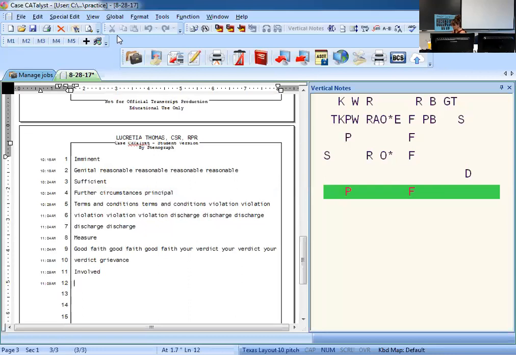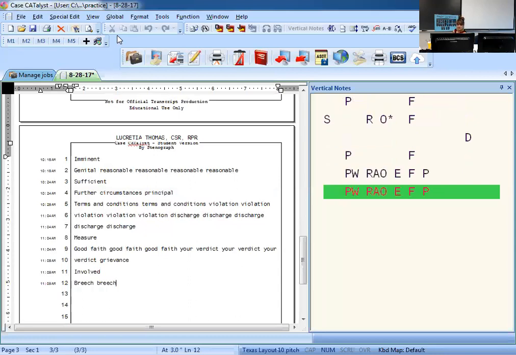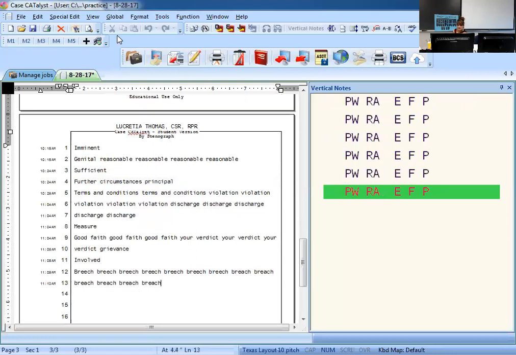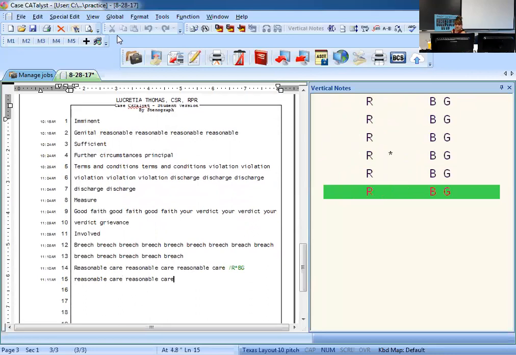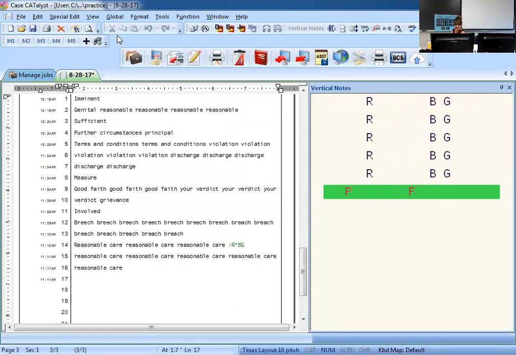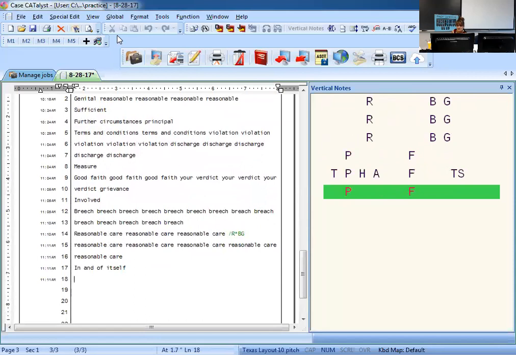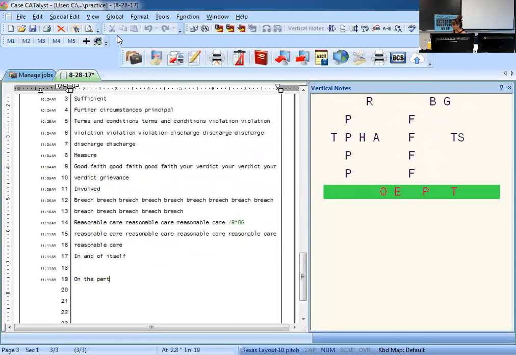and so remember, breach is B-R-A-E-F-P, okay, B-R-A-E-F-P, sorry, that's a breach of contract, B-R-A-E-F-P. Let me give you some little briefs that came out. Reasonable care is R-K, it's R final K, reasonable care. In and of itself is N-A-F-T-S, in and of itself, N-A-F-T-S. On the part is O-E-P-T, on the part.